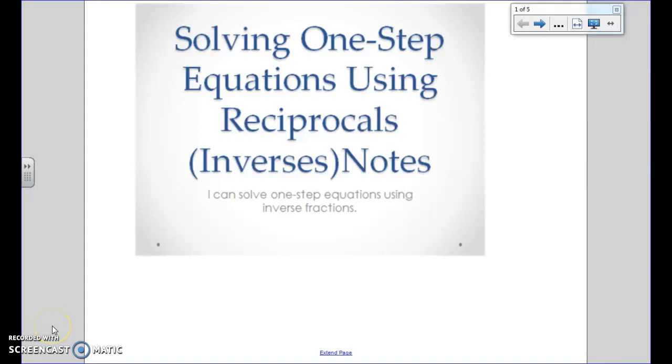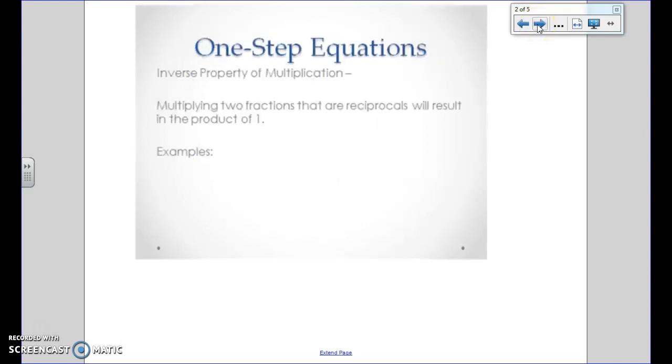Alright, this is Mr. Gillum, and today we're going to learn how to solve one-step equations using reciprocals. We will use reciprocals or inverses on a specific type of one-step equation. First things first, let's do a little reviewing.